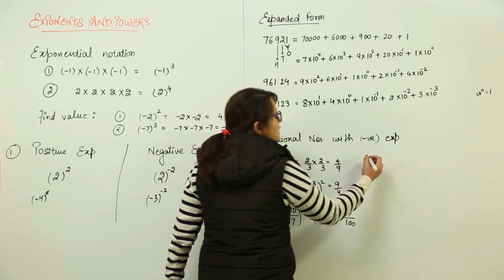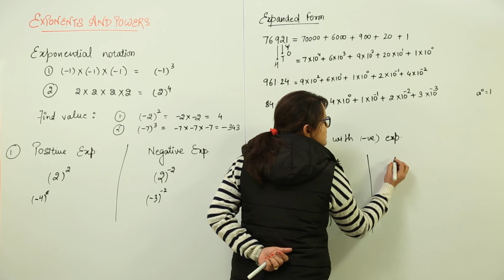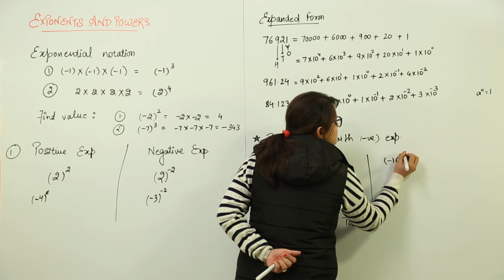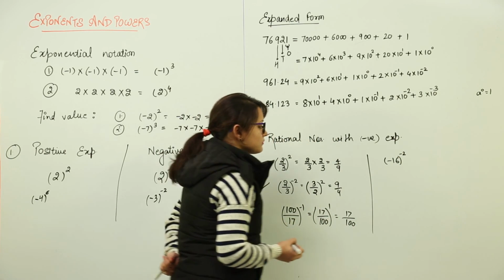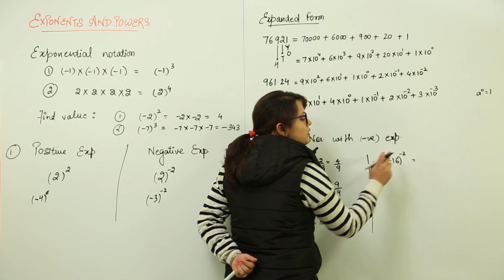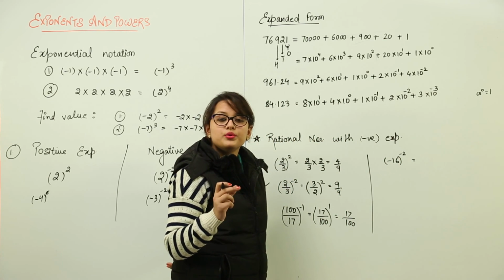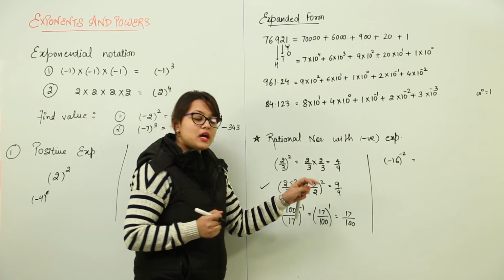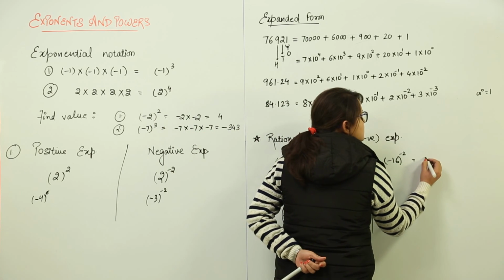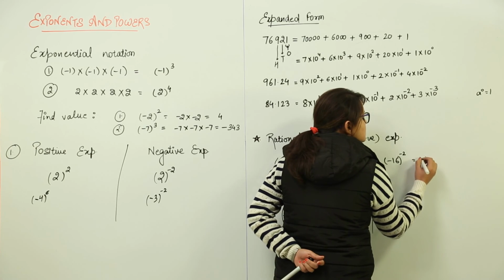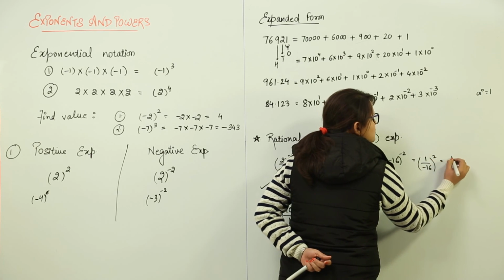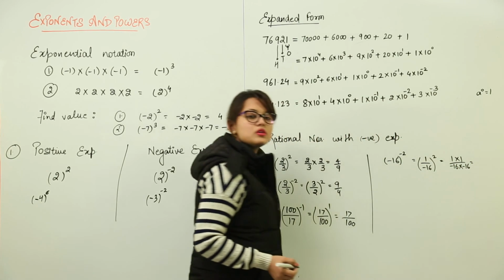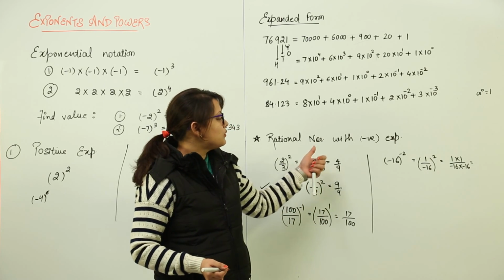Before moving on forward, one last example is if you have any such questions, say minus 16 raised to the power minus 2. How would you do that? You would first of all convert the power into positive. How do you convert the power into positive? I've just taught you. You have to reciprocate the value written in the brackets. So if you reciprocate minus 16, what would you get? 1 over minus 16 raised to power 2. And you can solve it by 1 into 1 and minus 16 into minus 16. Understood? So that is how we solve the rational numbers with negative exponents.